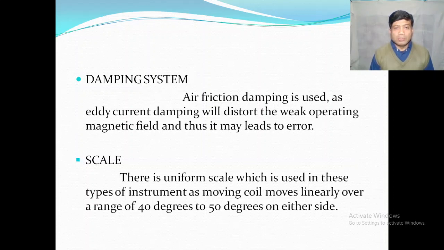So to damp out these to and fro oscillations of the needle, to die out these oscillations, to minimize these oscillations, we use damping systems, and here in this case we use air friction damping. Air friction damping uses air friction to reduce these oscillations.